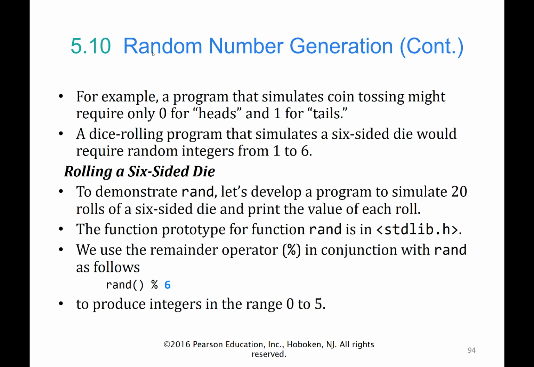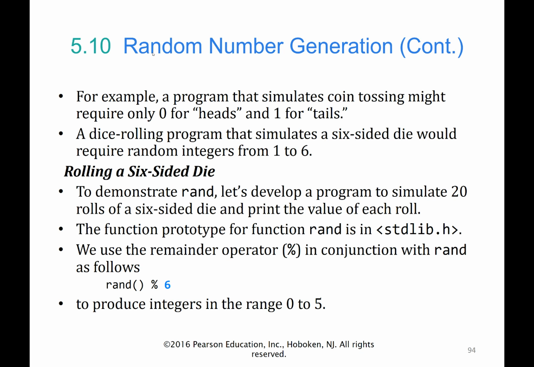If I want a random number between 1 and 6, say, or 1 and 5, say there's 5 doors and you're going to pick one at random, this is a typical function. And the function prototype for rand is in the standard library.